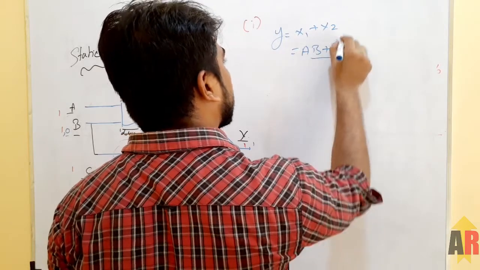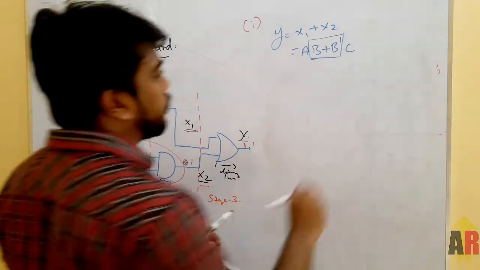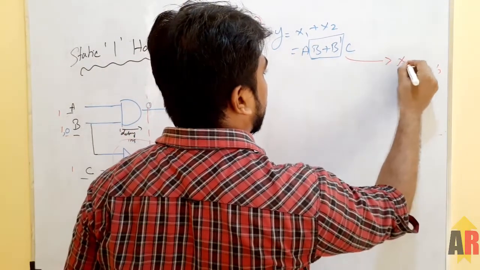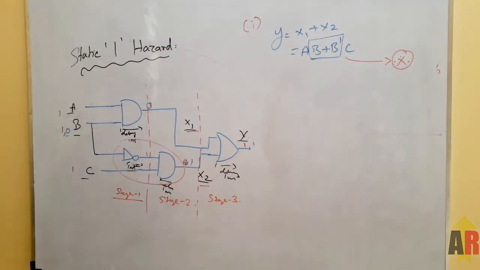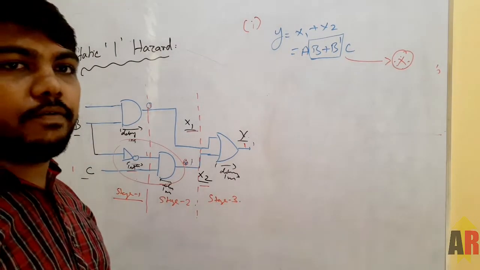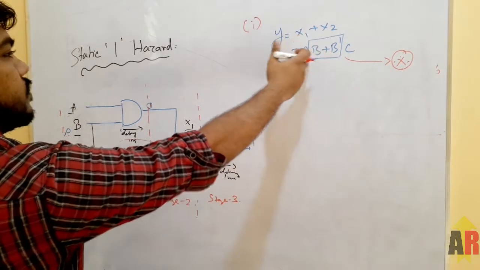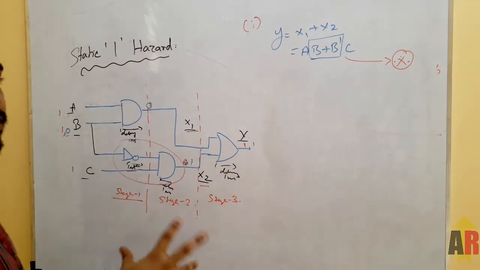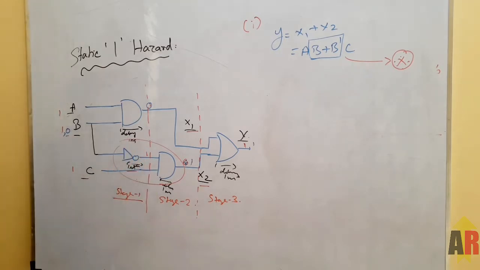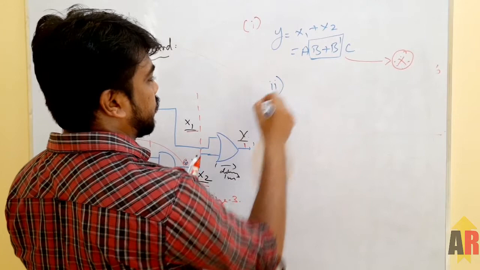So see, from this I would also like to tell another important key point. If this kind of part comes into your expression, a static 1 hazard occurs there. You can have a concept like that also: if this part is occurring in your expression, you can be sure that a static 1 hazard is present. We should try to rectify it like that. Okay, so now the second step.